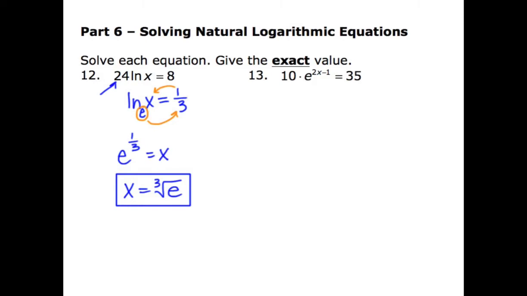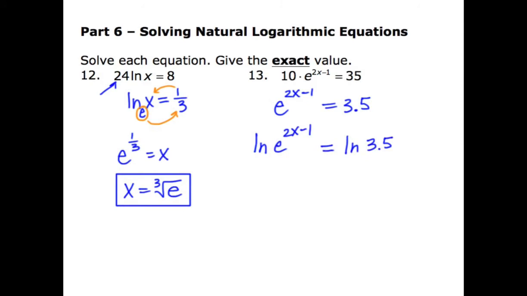Again, there is this idea of needing to isolate before I start, so I need to get rid of that 10 before I can begin. If I divide both sides by 10, at this stage I can take the natural log of both sides. This is the first time we're seeing this, but in a prior video we were taught that we could take the log of each side. In this case, I'm going to take the natural log of each side, because we're dealing with a base of e. So it just makes more sense to use natural log in this case.